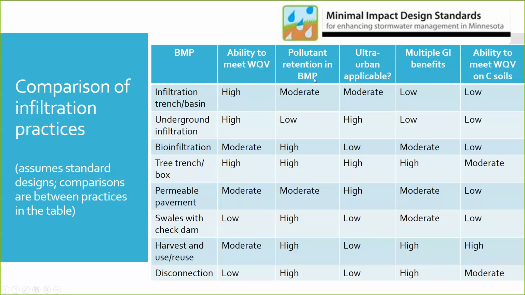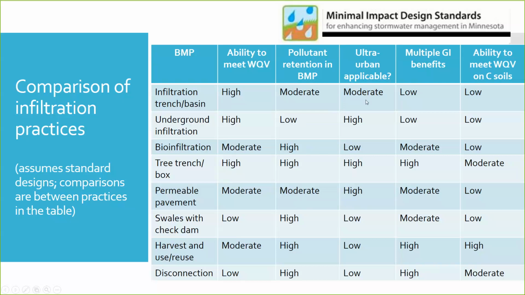Any of these practices that have manufactured media are going to be very effective in retaining pollutants. And so bioinfiltration, tree trench systems, and swales, harvest and use systems, and disconnection systems are all going to do a very good job of retaining pollutants. Permeable pavement and infiltration trenches are moderate, and underground infiltration typically is going to have low retention ability unless you do something to enhance it, like add organic matter.